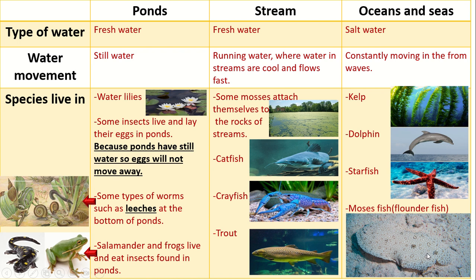So what are the types of living organisms that can be found in oceans and seas? Kelp, dolphin, starfish, and Moose's fish or flounder fish. What about the living organisms in streams? Mosses, which are the plant, and we have catfish, crayfish, and trout.